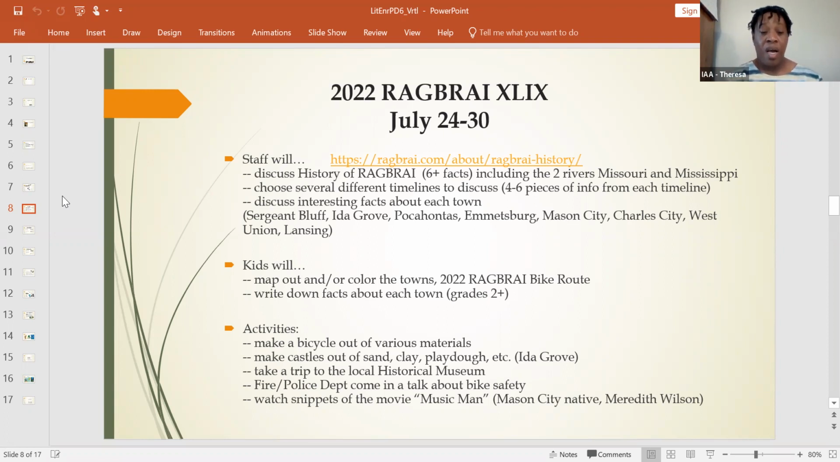Okay. The next one is make castles out of sand, clay, Play-Doh. This actually goes towards Ida Grove, which is known for their castles. I've never been there, but I was looking at pictures and I was like, oh, I may have to make a trip just to Ida Grove, because a lot of their buildings are castle structures.